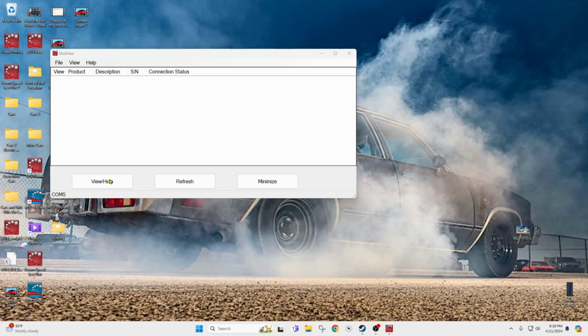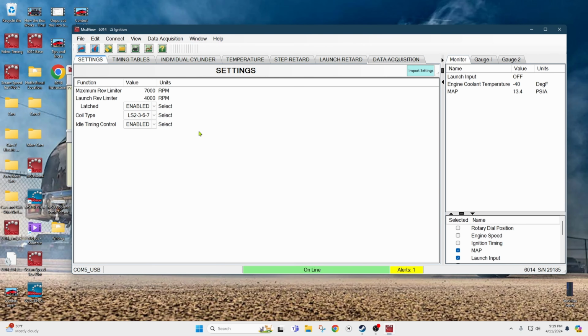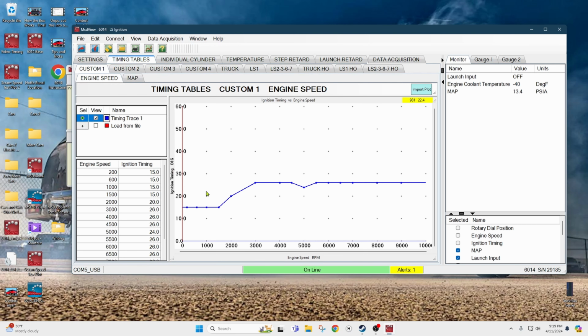Launch the software here, and the box is right there. Okay, and so here we are in the box. This is your basic settings screen. It's where we started last time. We went over all the settings in the previous video. If you're curious about them, maybe look that one up.